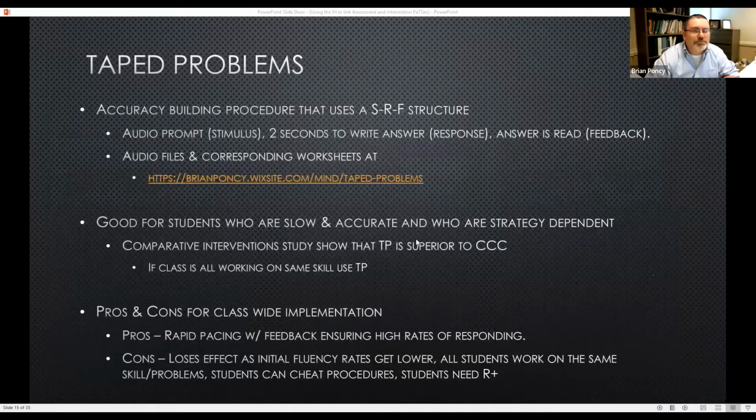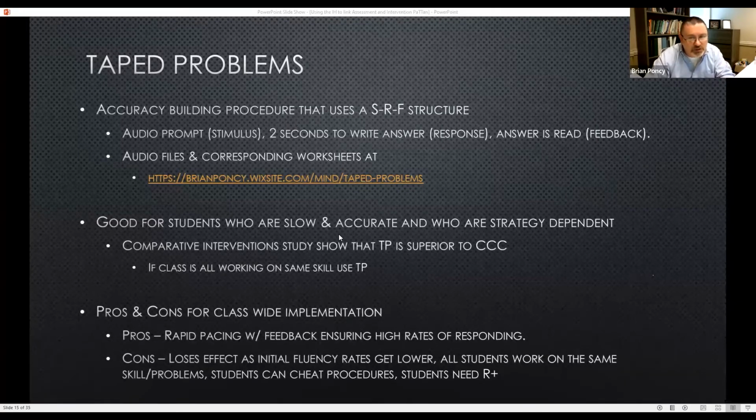All right, tape problems. It's an accuracy-building procedure that uses a stimulus, response, feedback structure. It provides an audio prompt, 2 seconds to write, and the answer is read. Audio files and corresponding worksheets are at this link. You just print out the sheet, and there's an audio file on there. You push play, and the child works along. So it's good for students who are slow and accurate and who are strategy dependent.